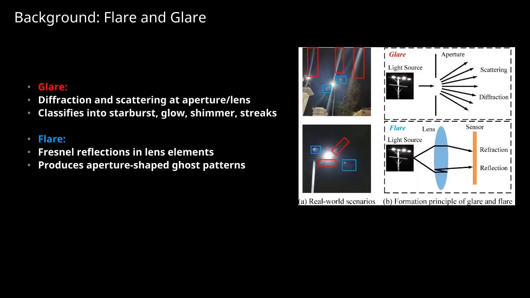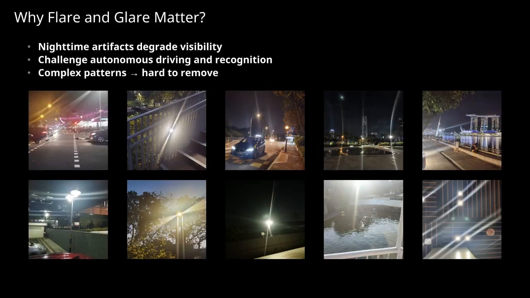Flare and glare are common nighttime artifacts that degrade image quality and visibility. Glare results from diffraction and scattering at the aperture or surface imperfections, while flare is caused by Fresnel reflections within lens elements. Nighttime flare and glare obscure key scene details, reducing contrast and detection accuracy, and challenging computer vision tasks such as autonomous driving and object recognition.